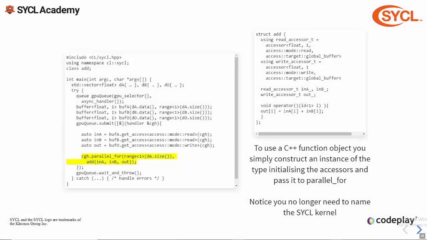Here we have a full example of using a function object to define a SYCL kernel function. In the top right we have the function object we just defined, and on the left we have a simple vector add application now using the function object instead of a lambda expression. The parallel for is called as normal. However, before where we had a lambda expression, we now simply construct an instance of the function object type, initializing the accessors. Notice here that you now no longer need to pass a template parameter to name the kernel function. This is because the name of the function object type provides that name.